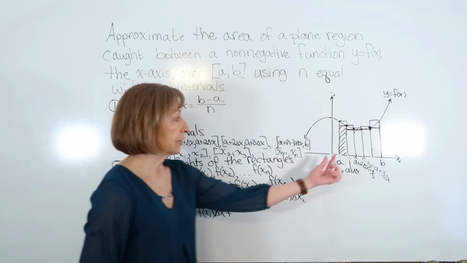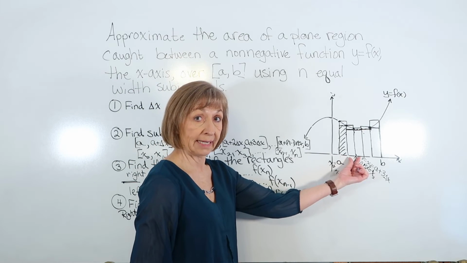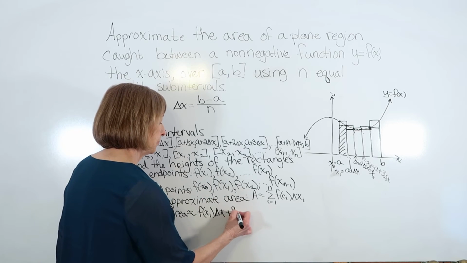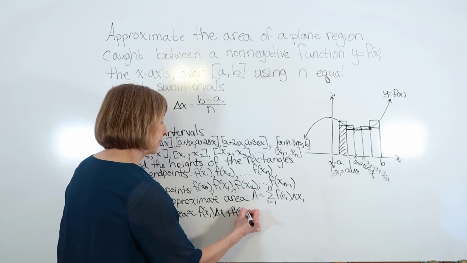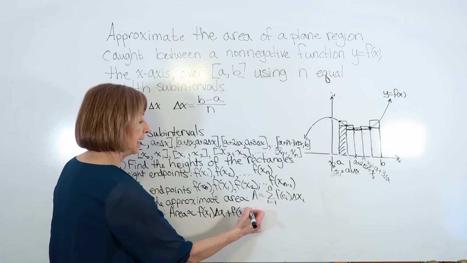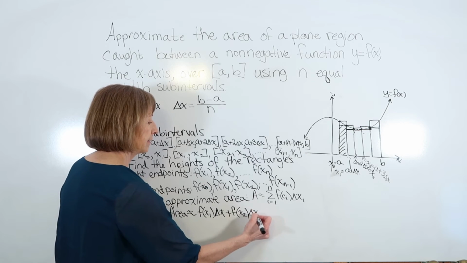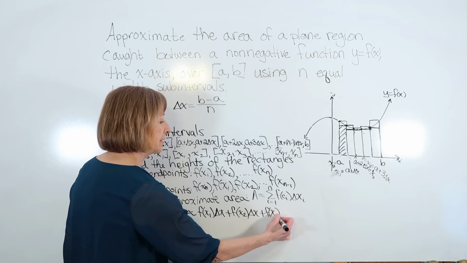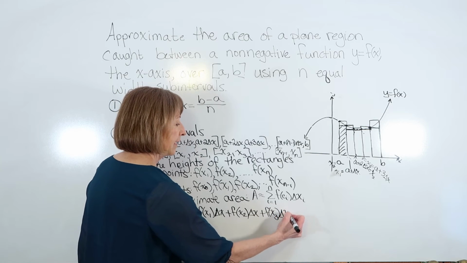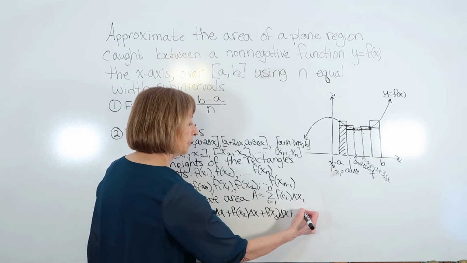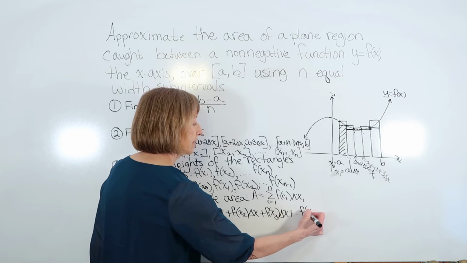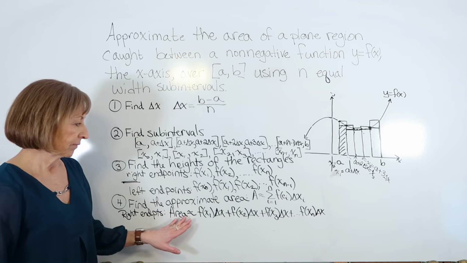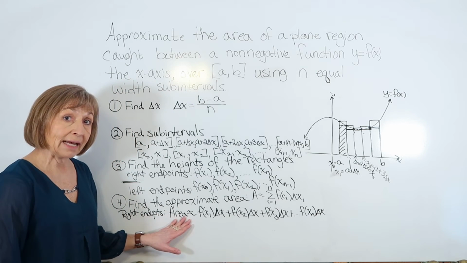And then plus, go to your second rectangle. Its height is f of x sub 2 when I'm using the right endpoints, and the width is delta x. And then plus f of x sub 3 times delta x, and then plus all the way out to f of x sub n times delta x. So that's it written out.